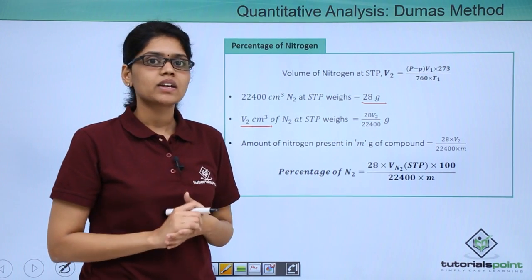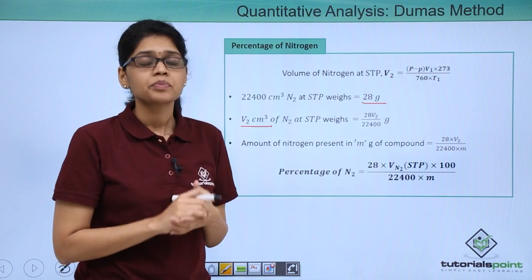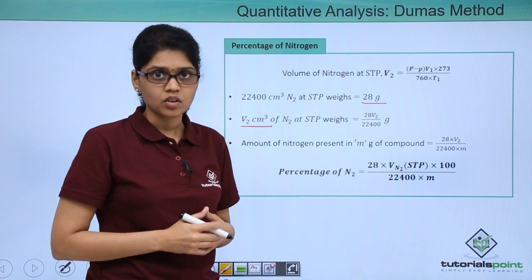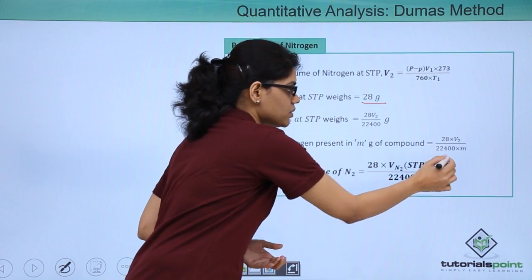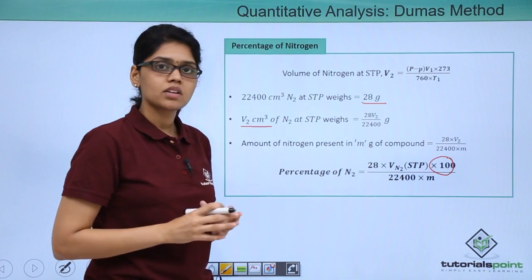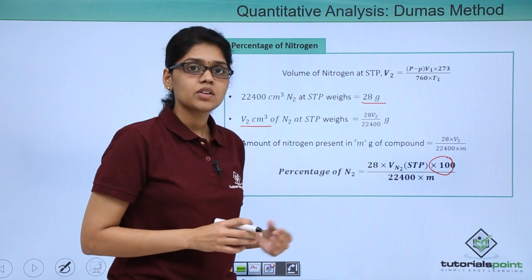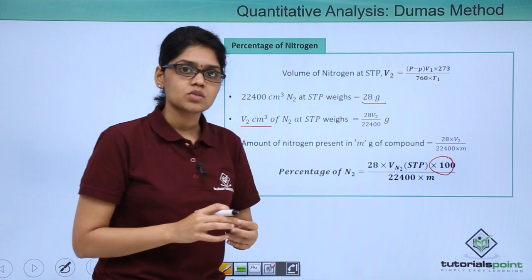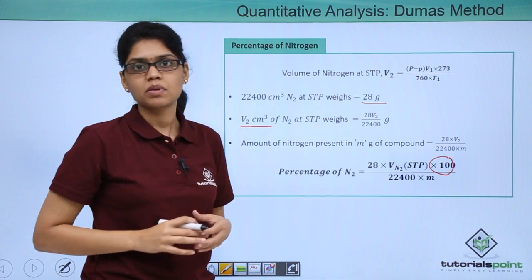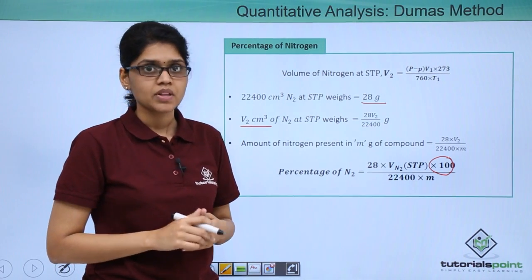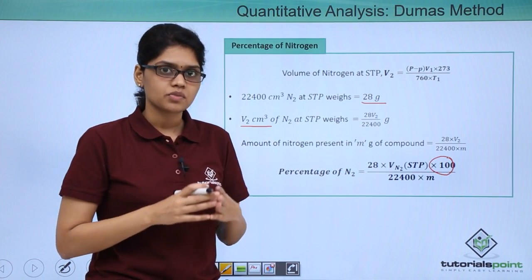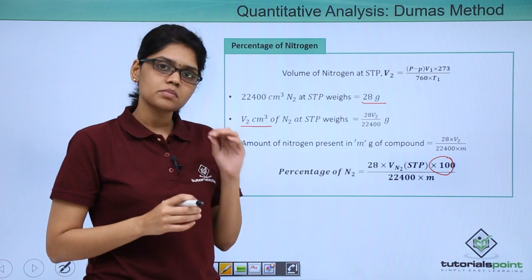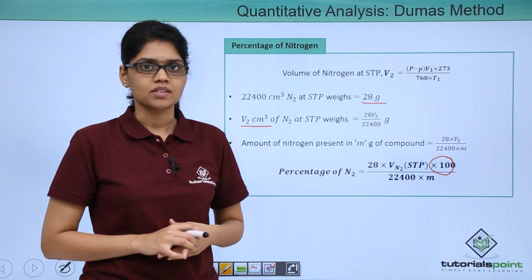Now it's very easy to calculate the percentage of nitrogen. All we need to do is divide this quantity by the total mass of the organic compound and multiply it by 100. The important thing to note about this formula is that the volume we use should be the volume of nitrogen at STP and not the volume of nitrogen collected at the experimental conditions in the nitrometer. So this is how we arrive at the percentage of nitrogen formula using the Dumas method. In the next video, we will solve a simple problem using this formula. Thank you.